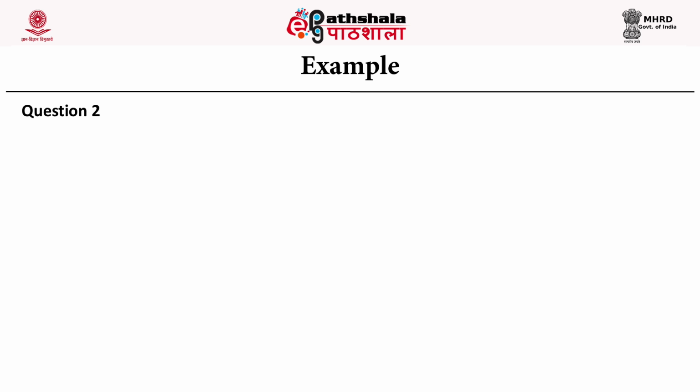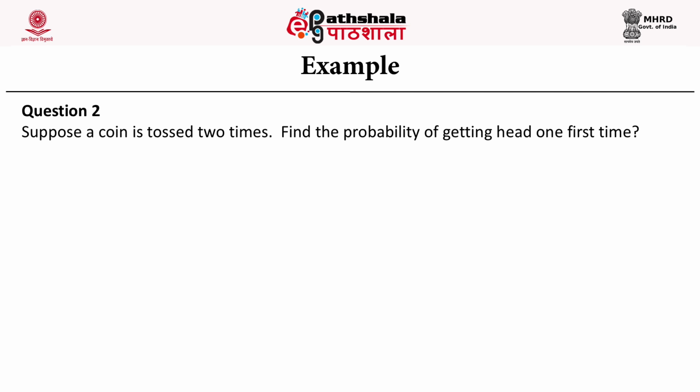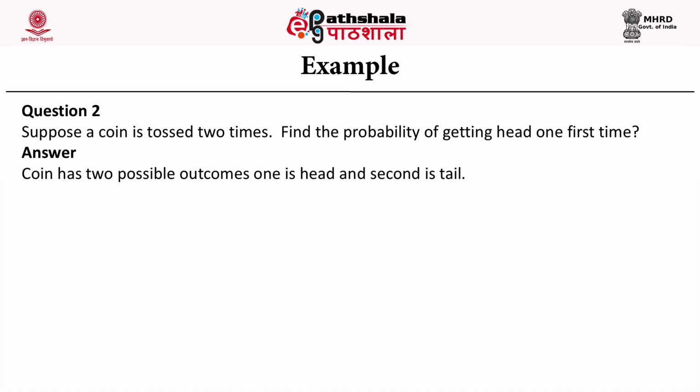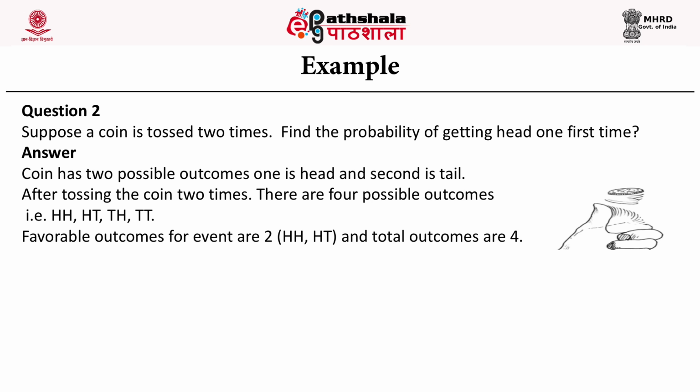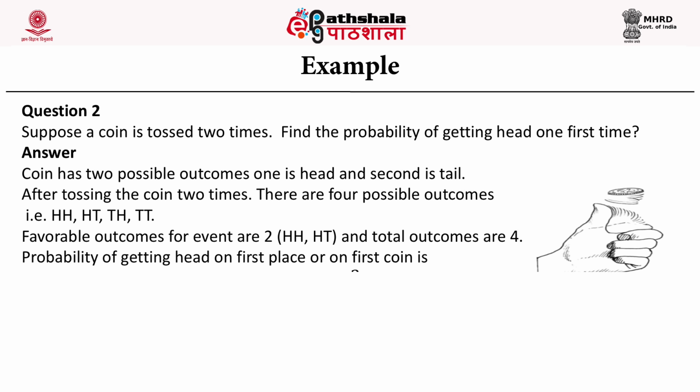Now here we discuss an example. Suppose we have a coin and we toss it 2 times, and we are interested to find the probability of getting head on the first time. So coin has 2 possible outcomes, one is head and second is tail. After tossing the coin 2 times, there are 4 possible outcomes: head head, head tail, tail head, tail tail. Favorable outcomes for the event are head head and head tail at the first time, and the total outcomes are 4. So probability of getting head on the first coin is coming out to be 0.5.